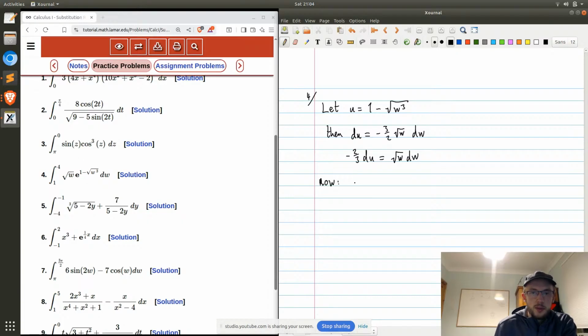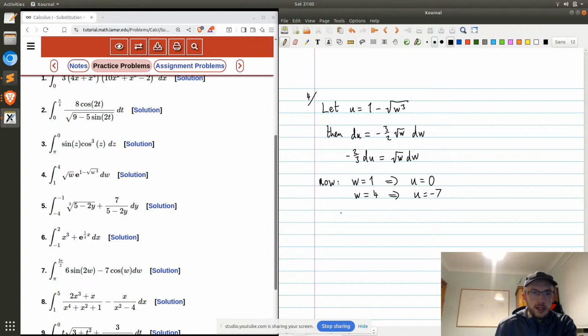Now, if w is equal to 1, this is the lower limit of the integral. If w is equal to 1, then u is equal to 1 minus root 1, so u is 0. And if w is equal to 4, then u is equal to 1 minus the square root of 4 cubed. 4 cubed is 64, so that becomes 8. And 1 minus 8 is minus 7.